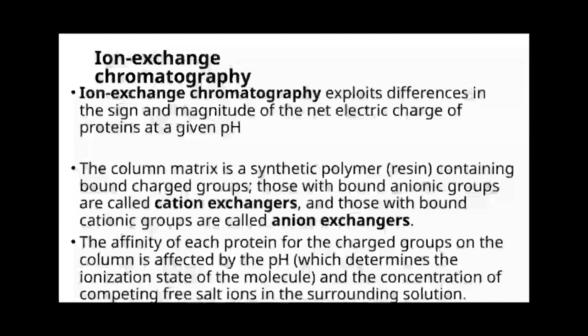If the resin has bound anionic groups, we call it a cation exchanger because it will attract positively charged proteins. Conversely, if the resin has bound cationic groups, it's an anion exchanger, which interacts with negatively charged proteins. Now, the affinity of each protein for these charged groups depends on a couple of factors. First, the pH of the solution, since it determines whether the protein is positively, negatively, or neutrally charged.